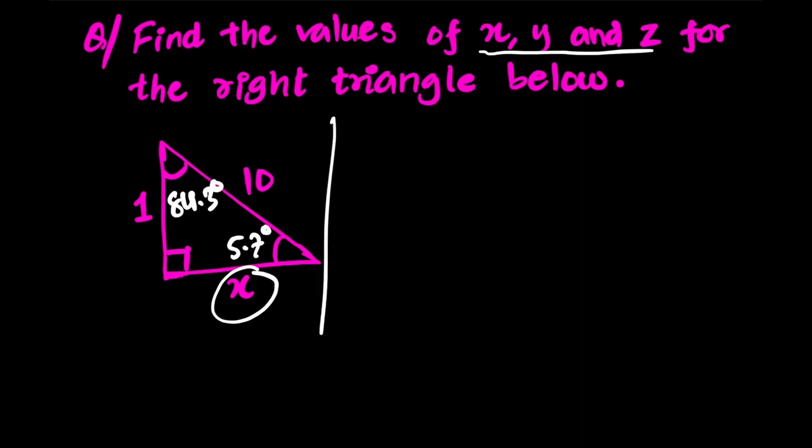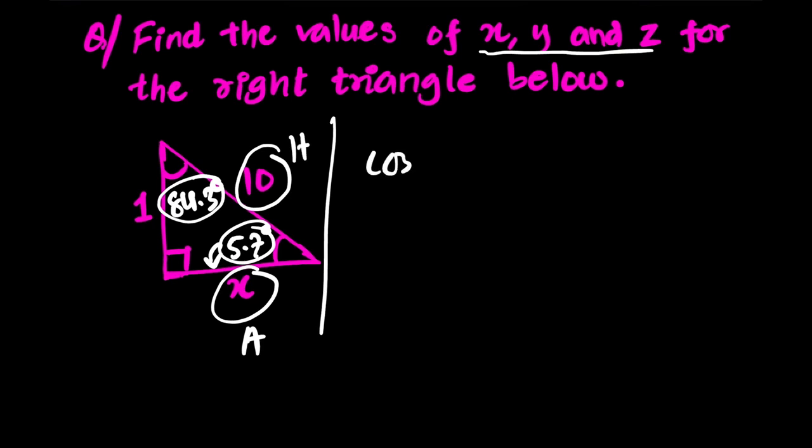So let's use the trigonometric ratio. You can use any of these two angles. So let me use this 5.7 degree. With respect to 5.7 degree, this is your adjacent, and then the side length 10 is hypotenuse. So I can say cosine of 5.7 degree equals adjacent, which is x, divided by hypotenuse, which is 10.